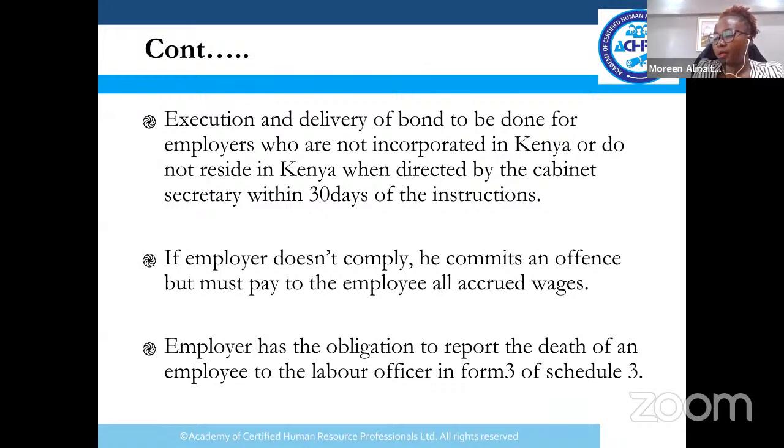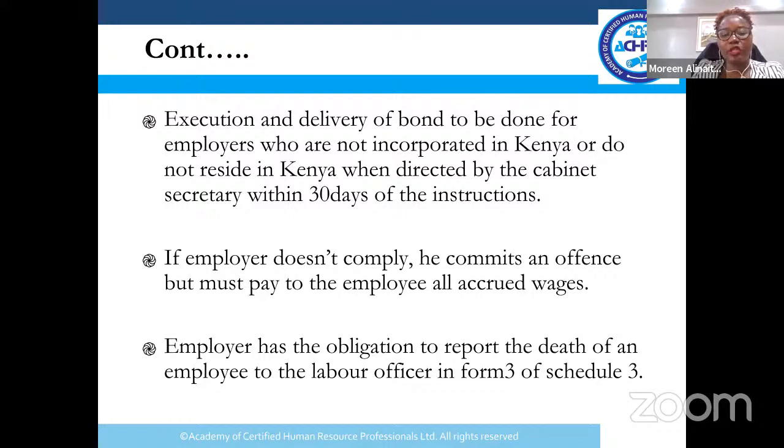Rule number 9.2 says, if the employer does not comply with the instructions of the cabinet secretary, they commit an offense, okay? But they must still pay the employee all the accrued wages, okay? I hope you understand that. If you don't understand, you can ask a question in the chat box, then we'll be able to answer it.